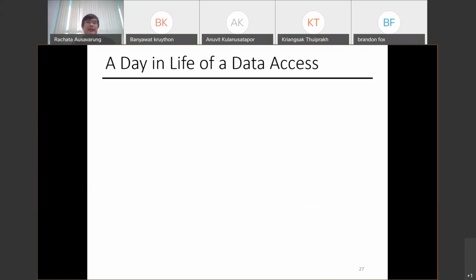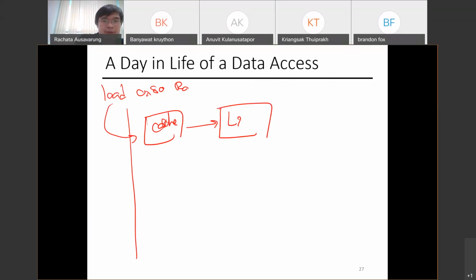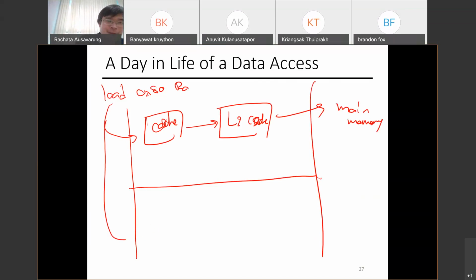So this is going to be a recap. What's a day in the life when I have a data access? This is almost a recap of the ending of our caching lecture. You have a load at an address, say 0x80. What will happen is this load will go to the cache, then the L2 cache, then the main memory. And if you have virtual memory, this load is a virtual address, so it has to go to the TLB structure.